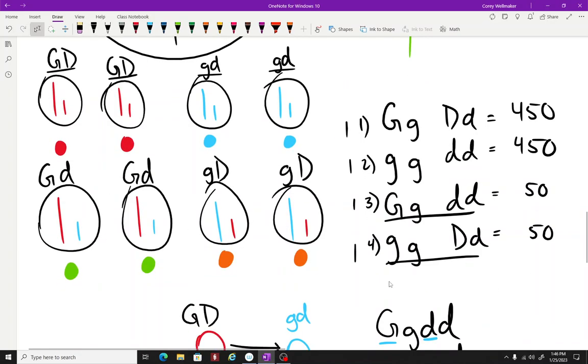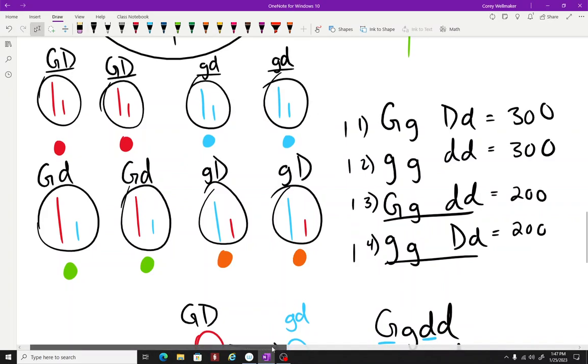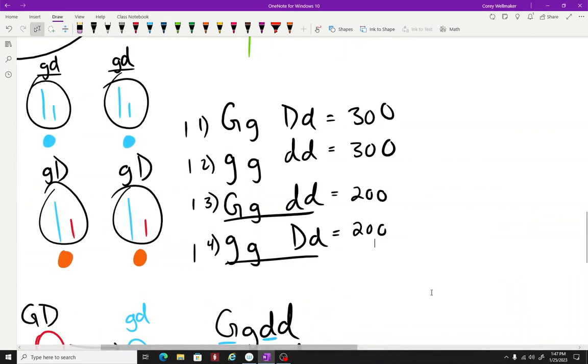And sometimes we're going to see two phenotypes where the numbers are very, very low compared to the other two, like in this case. Other times it won't be as dramatic. It might be something like 300, 300, 200, 200, right? So instead of 250, 250, 250, 250, it's 300, 300, 200, 200. And this is where we can use our chi-square test to really determine whether or not we're looking at genes that are on the same chromosome or genes that are on different chromosomes.